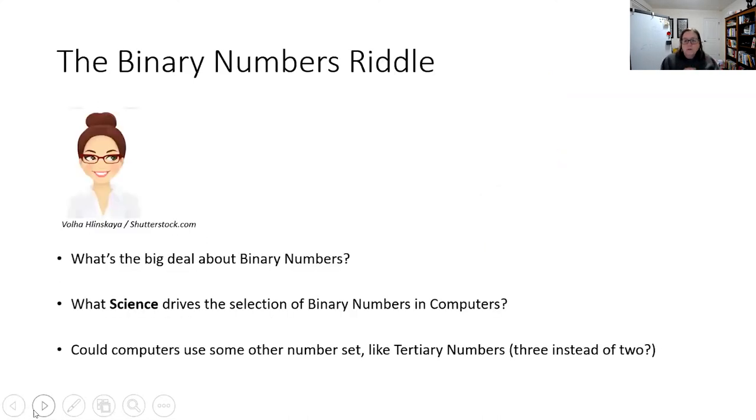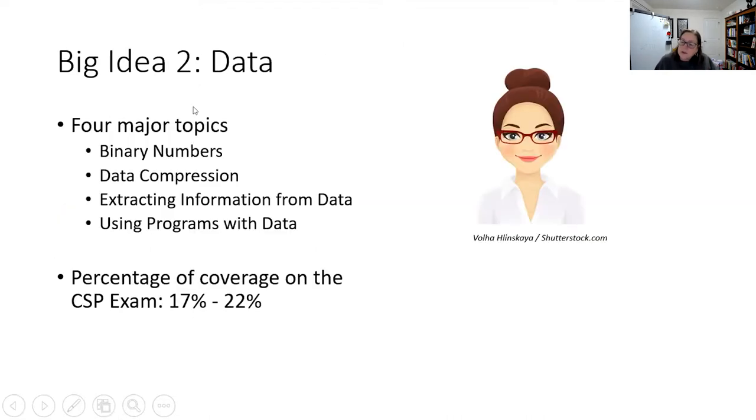My proposal for how to work our way through these topics is to kind of go from the inside out. And the good news is the module is laid out from the inside out. So first, we're going to go to the very core of data. We're going to be looking at binary numbers. And then we will come out a little bit along the way and look at data compression. We'll move to extracting information and then actually operating using programs with data. So that's the game plan.